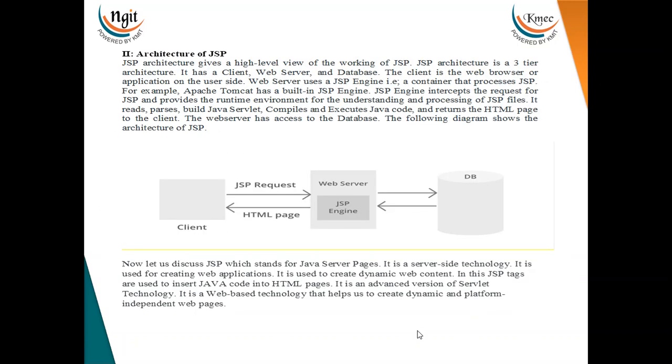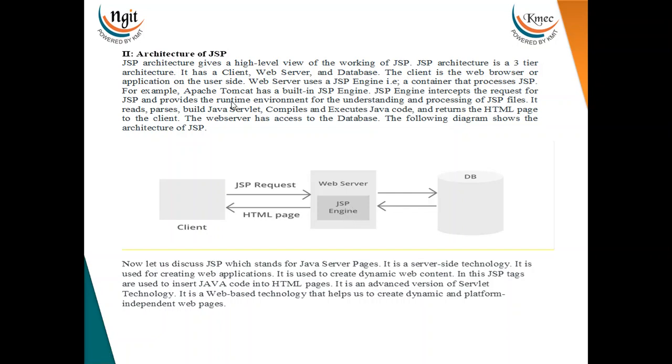Coming to the architecture of JSP, it gives a high level view of working with JSPs. It has a three-tier architecture: client, web server, and database. The client is a web browser or application on the user side. The web server uses a JSP engine, which is a container that processes JSP.